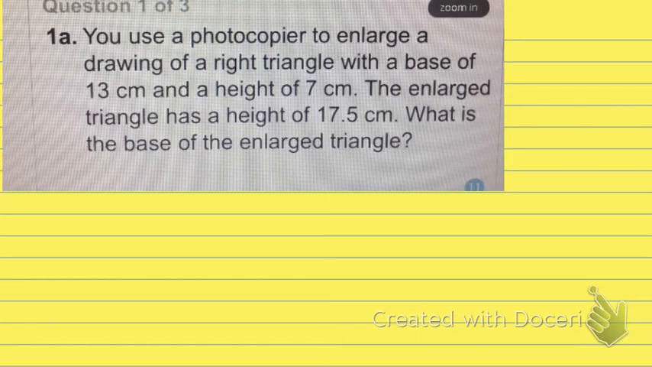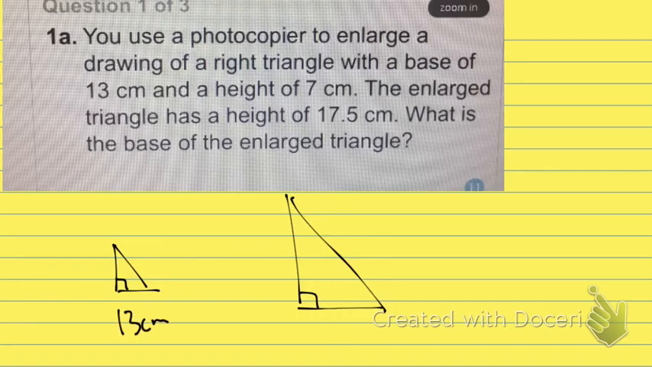Okay, right triangle. So you're going to take a right triangle and you're going to make it bigger. Are you guys seeing that? Right triangle and it's getting made bigger. Okay? So the original is a 13 centimeter here and a 7 centimeter here. And your enlarged one is going to have a height of 17.5. Are you guys seeing that this problem is not different? Yes.